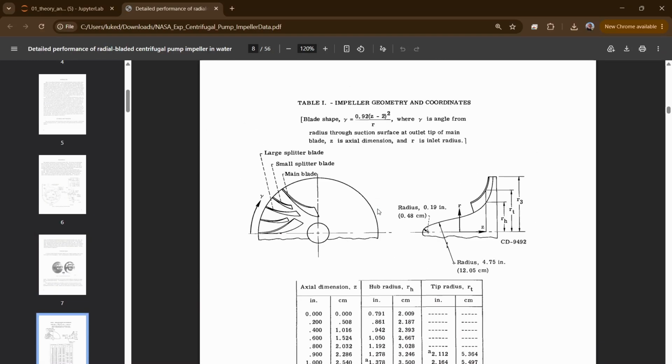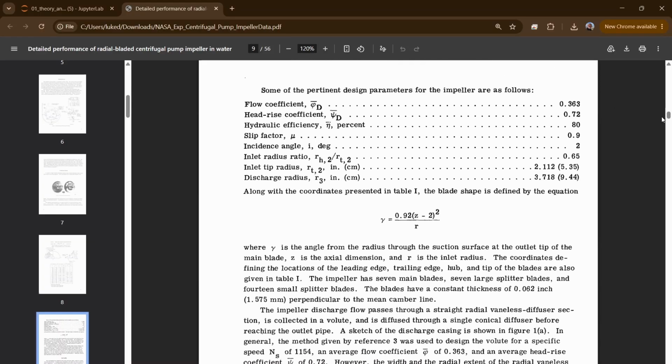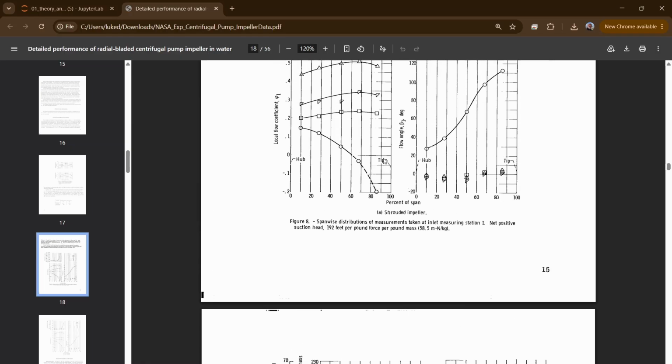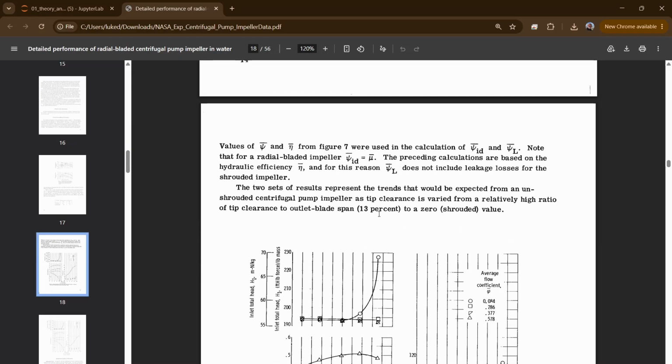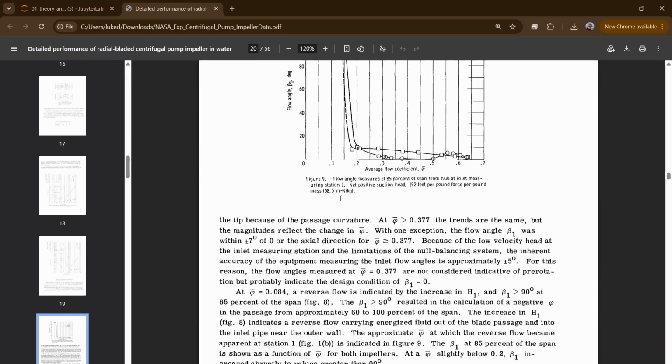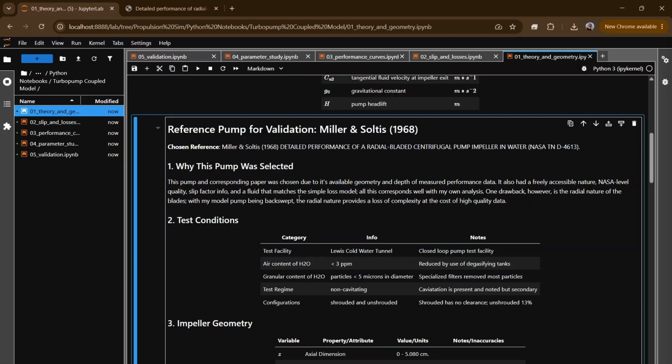And it also has these graphs, all the way down here. You can see the detailed graphs that we can use really well to compare to our graphs that we're going to generate with our model in the future. So that's effectively why I selected it.